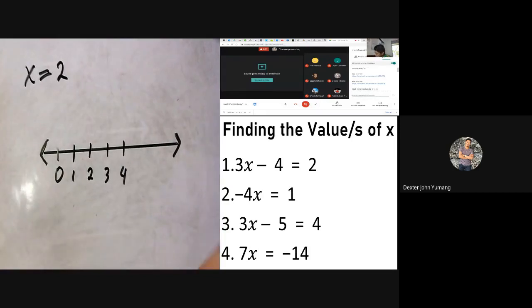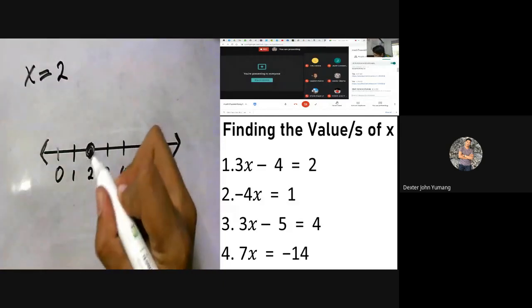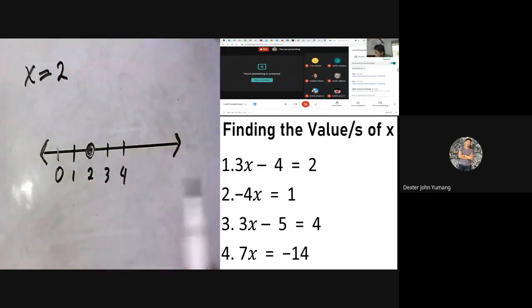X is equal to 2. So, saan ba dyan ang 2? Ito po. So, yan yung i-shade ninyo. Okay, that is 2. That is our X. Okay, that is the graphical method of showing the solution of the algebraic equation x equals 2. Okay, please copy. This is done graphically. Okay, type done if you're done.